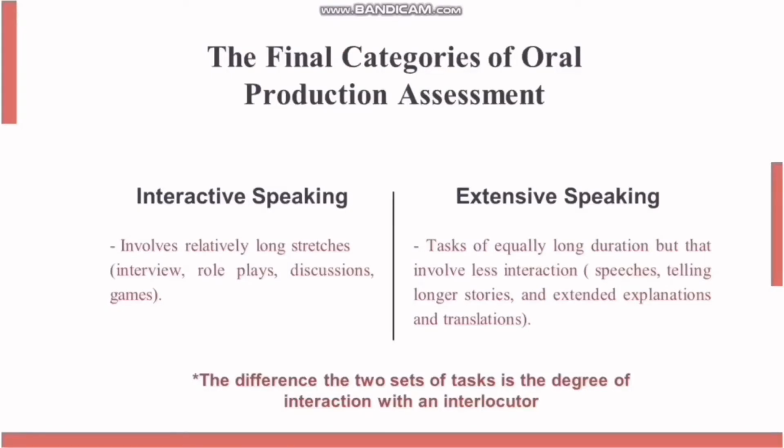Okay, I will continue. The next one is interactive speaking. The final categories of oral production assessment are interactive speaking and extensive speaking. Interactive speaking involves relatively long stretches, and in extensive speaking, tasks of equally long duration but that involve less interaction. The difference in the two sets of tasks is the degree of interaction with an interlocutor.